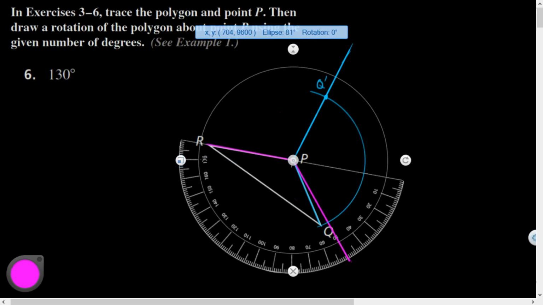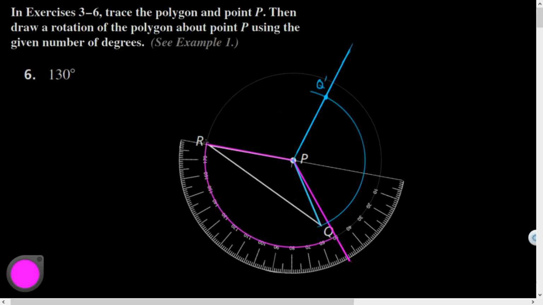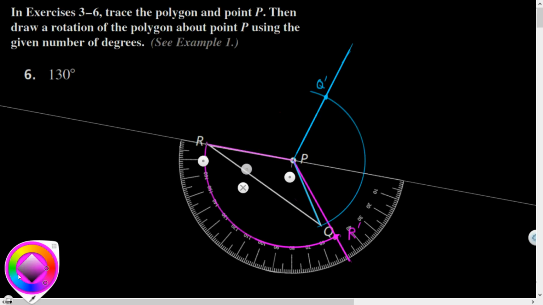And we'll change the radius to be equal to the measure of RP or PR, and swipe, like so, and there we are. So here is going to be R prime. And we already said that P prime is going to land on itself because it happened to be the point of rotation.